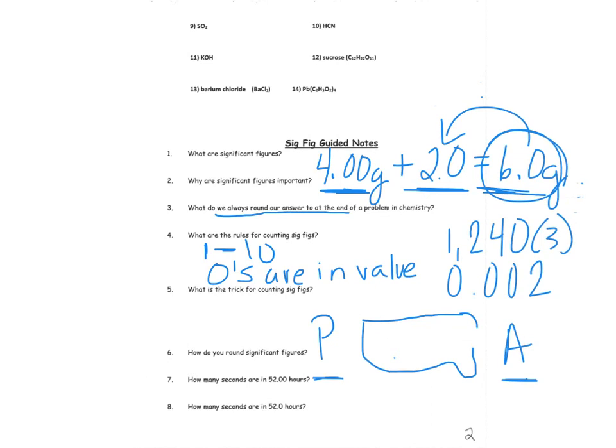All right, let me try this again with 0.002. Now in this number, the decimal point is present, so I'm going to go this way through all of the zeros until I hit an integer, a number 1 through 9. In that case, I stop right here. So this number has 1 significant figure.